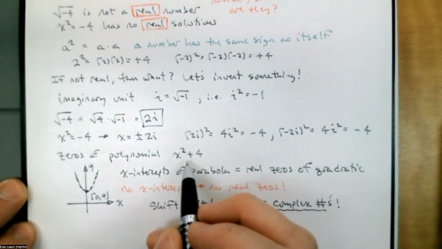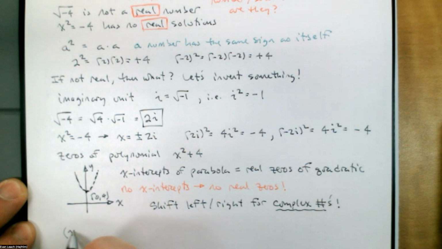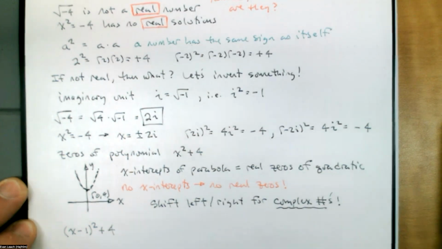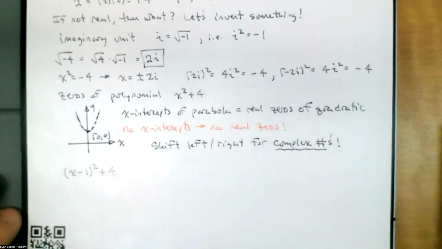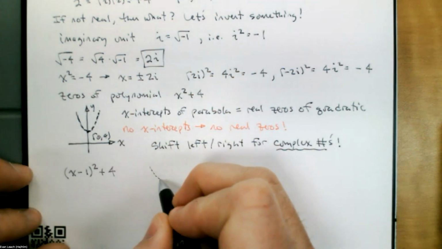Now, if I take this x squared plus 4 and I shift it to the right 1 unit, our vertex is at 1, 4. We still do not have real solutions or real zeros, so we still do not have x-intercepts. We just have this parabola.